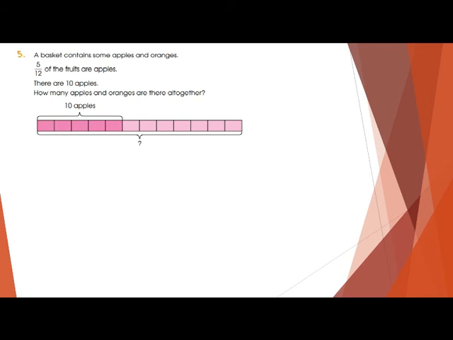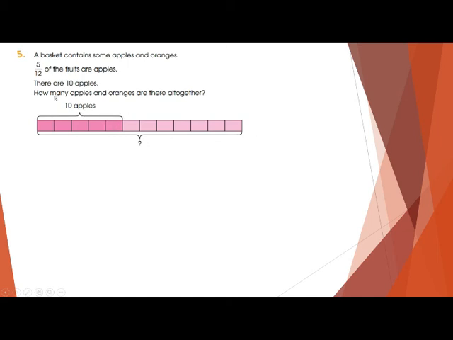Now let's see the next question. Question number 5 is: a basket contains some apples and oranges. 5/12 of the fruits are apples. There are 10 apples. How many apples and oranges are there altogether? How many total areas are there? 1, 2, 3, 4, 5, 6, 7, 8, 9, 10, 11, 12. Total 12 fruits are there.